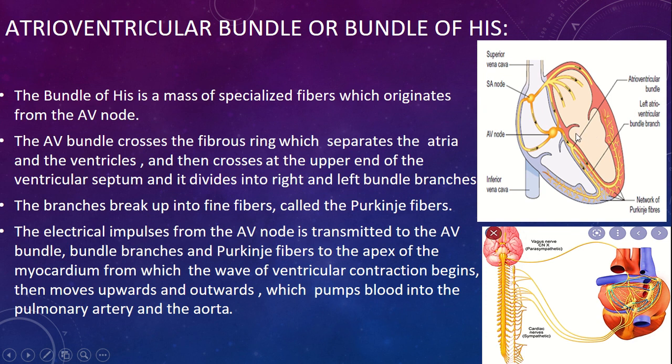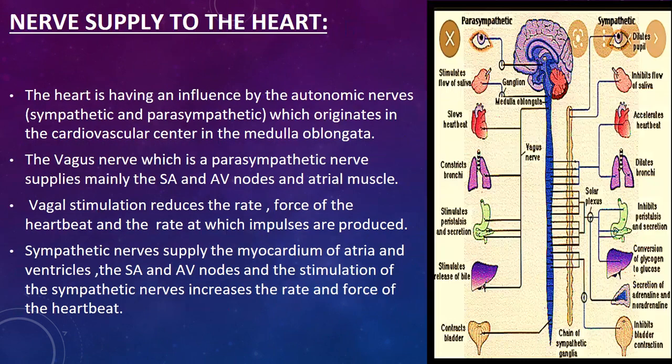So as we saw on the diagram, when the atrium is repolarizing, that means when the atrium is relaxing, the ventricle starts to contract. It begins and transmits from the lower part, and when it contracts, the blood will be pumped to the pulmonary artery and the aorta from the right and the left ventricles. Okay, so this is about the bundle of His and the Purkinje fibers.